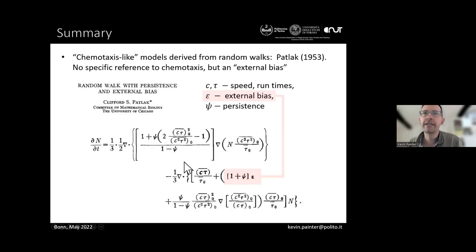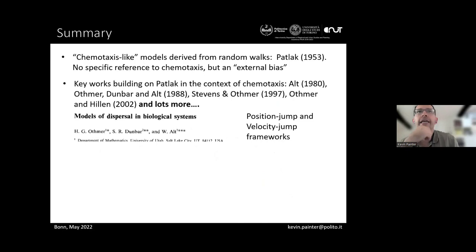So it was very much a precursor to the idea of modeling this bias, due to sensing a gradient, through some sort of drift component in your model. That was Patlak in the 50s, and then key works that built on these ideas were really from the 80s onwards. Key studies of Alt in 1980, and then another paper of Othmer, Dunbar and Alt. That's particularly worth mentioning because that's where these position jump and velocity jump frameworks were laid down in detail. And then various authors such as Angela Stevens, Hans Othmer, Thomas Hillen and others from the 90s onwards, and really lots more.